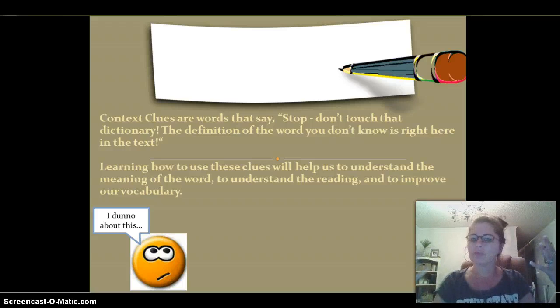So everything is readable. I don't want you to be intimidated by reading anymore. Everything that we're doing in this class is helping you to become a better reader. So don't be intimidated. Once we can figure out the little parts of what we're reading called words, you're going to be a much better reader in the long run. So again, today we're going to talk about context clues. So let's go ahead and get started with that.